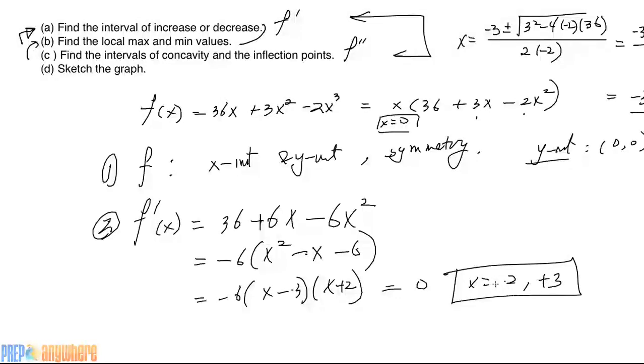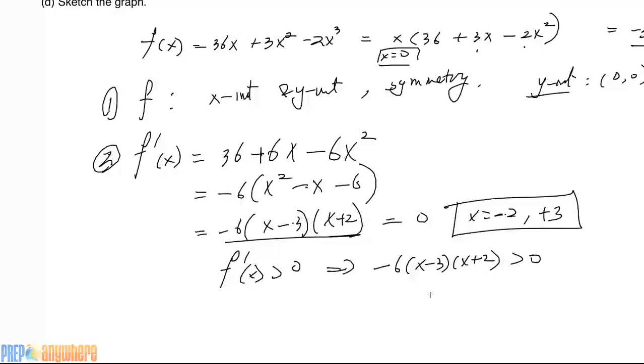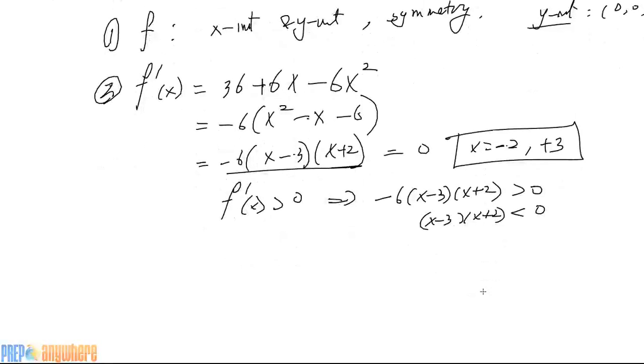Okay, I'm interested in knowing when this is positive. That's the same thing as being interested in knowing when this is positive. Let's divide both sides by negative 6 and you get this nice factored form. It's going to be less than 0. This can be interpreted as a parabola with roots at negative 2 and 3, and it's negative right here.